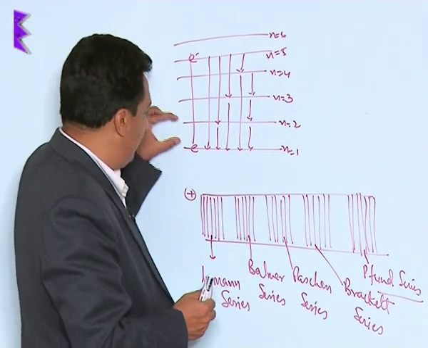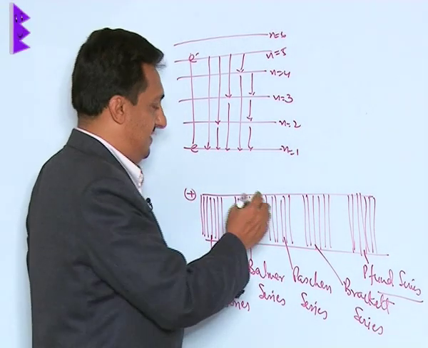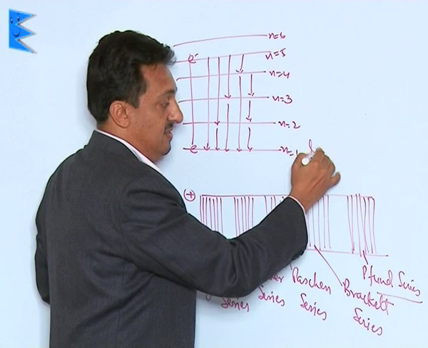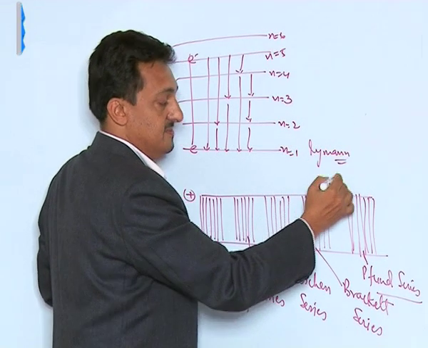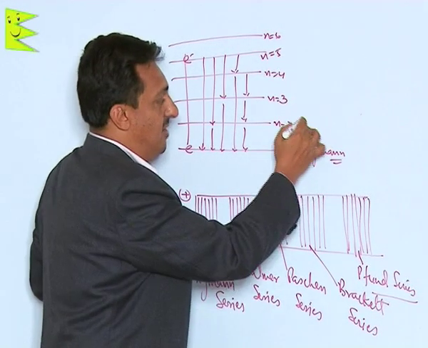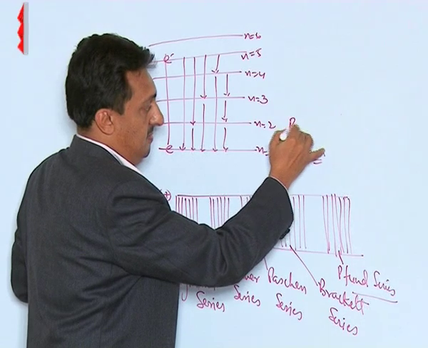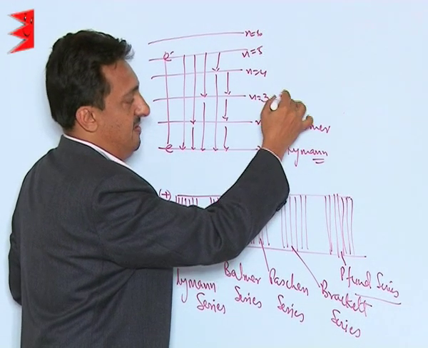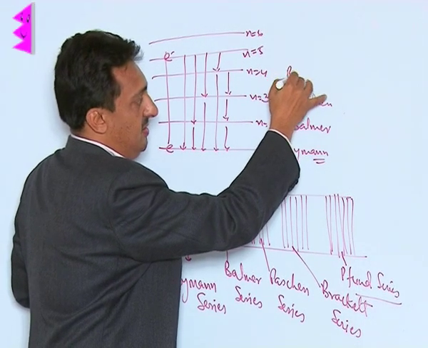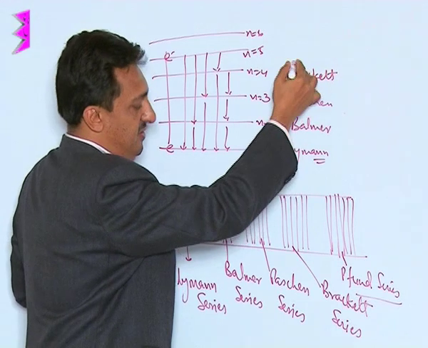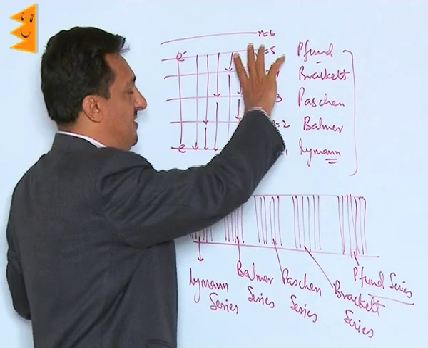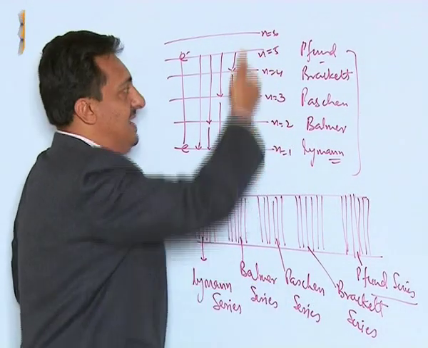Why these series? Because these energy differences are again fixed, and whenever the transition from any higher state takes place to the first one, the lines will fall in the Lyman series. The first orbit is associated with the Lyman series, the second orbit is associated with the Balmer series, the third orbit with the Paschen series, the fourth orbit with the Brackett series, and the fifth with the Pfund series.